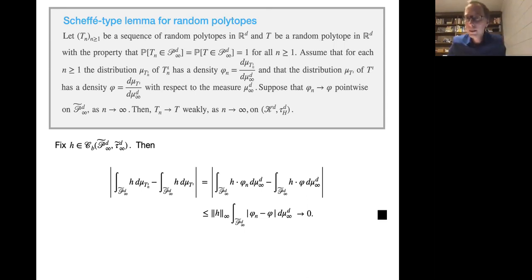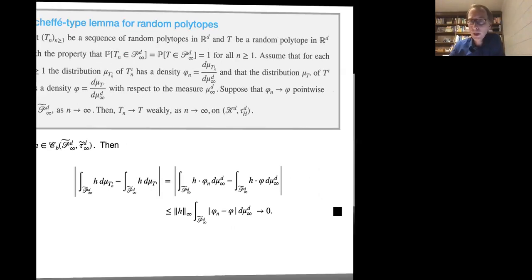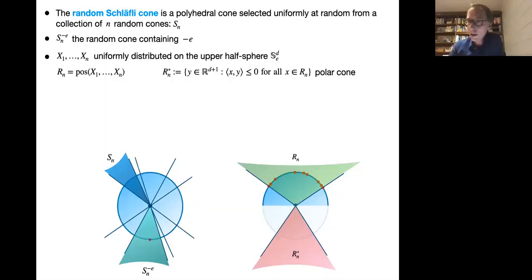So the next thing is, how can we use this Scheffé-type lemma for our purposes? And for this, we have to introduce some more random cones. Let us briefly recall what we did. So we have this Schläfli random cone. How did this Schläfli random cone arise? So you have all your random hyperplanes. You select one random cone uniformly at random among the collection of all random cones. This is the first random cone, and this is the random cone we are interested in.